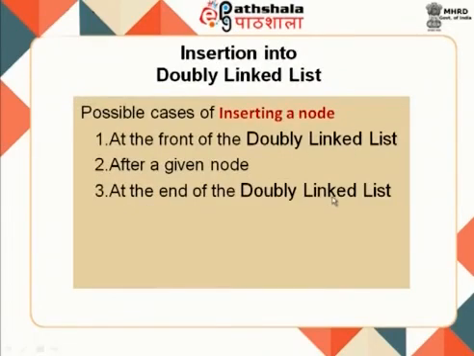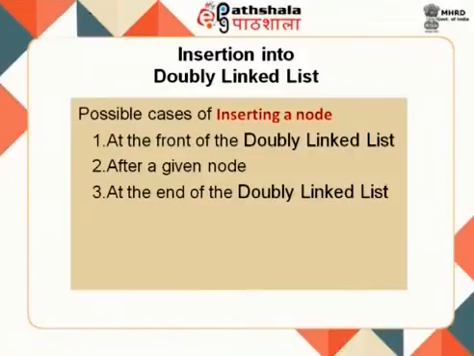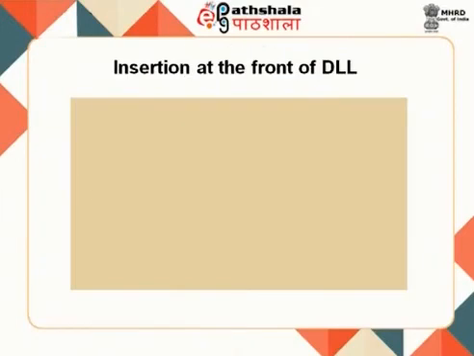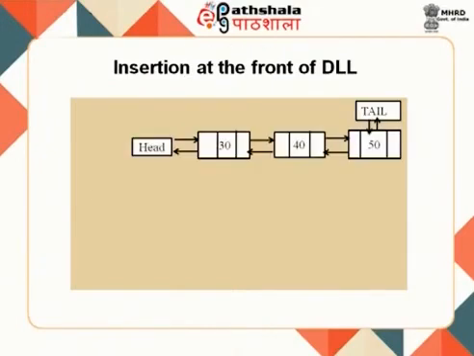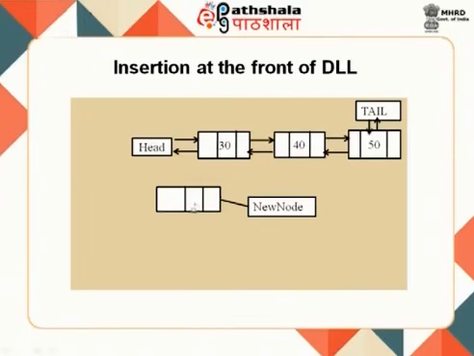Now, let us look at insertion into a doubly linked list. Again, the possible cases are at the front of the doubly linked list, after a given particular node, and at the end of a doubly linked list. Let us look at the insertion in front of a doubly linked list. As usual for any insertion, you have to find a new node. This new node should have a place to store one data and two pointers, the next and previous.